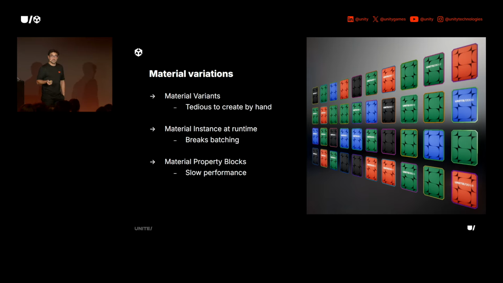There is the material variant that you can create by hand. It's a bit tedious to make, but it's super useful. There is a material instance that you can create at runtime. It's great, but it kind of breaks batching as well. We also have the material property block. That is pretty great, but it's slow in performance. So all those methods work great, but they all have their disadvantages.